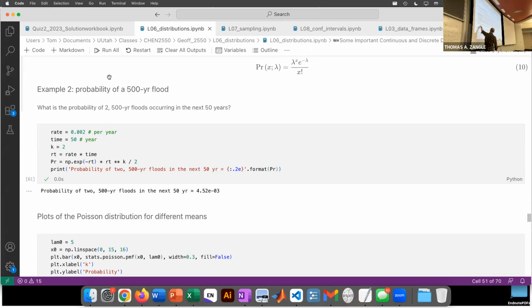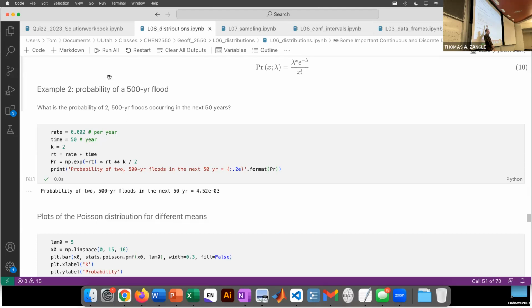What we see is that the probability of having 2 500-year floods in the next 50 years is 4.5 times 10 to the minus 3. So it's not 0, it's relatively low, but not completely 0, right? It is possible to have 2 500-year floods within a 50-year period. And we can use the Poisson distribution to understand what that means, okay?